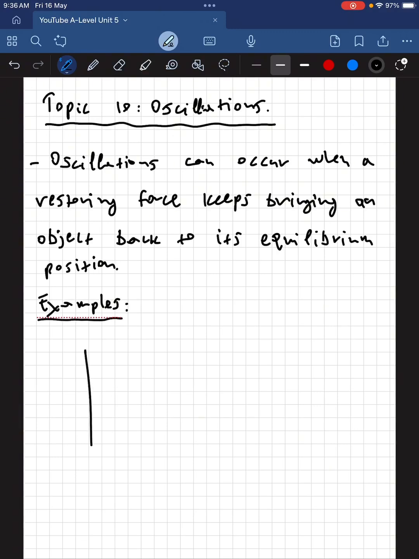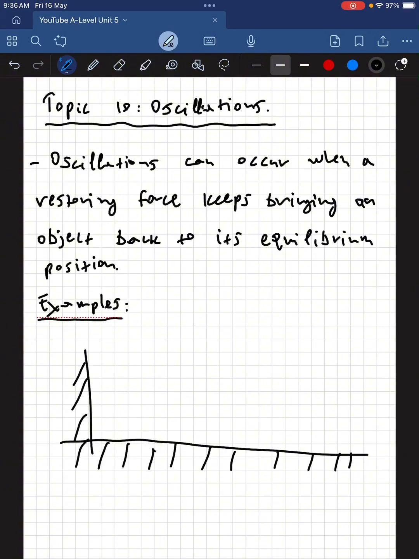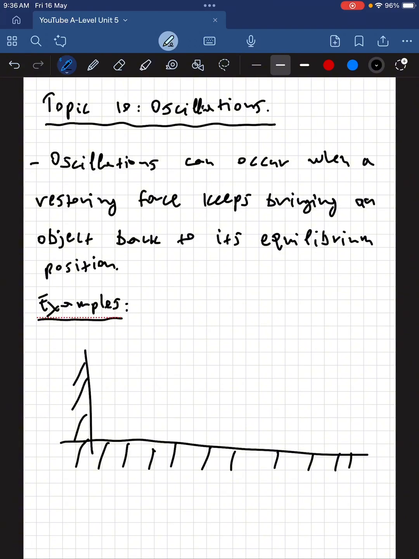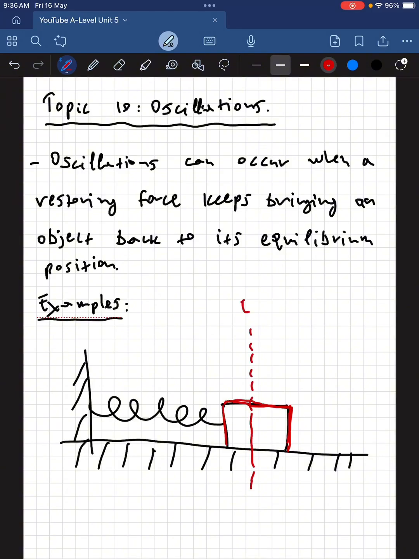Let's say that we have a wall, and there is a spring attached to the wall. And there is an object attached to the spring, so let's make it red maybe. All right, so let's say that this is the equilibrium position.